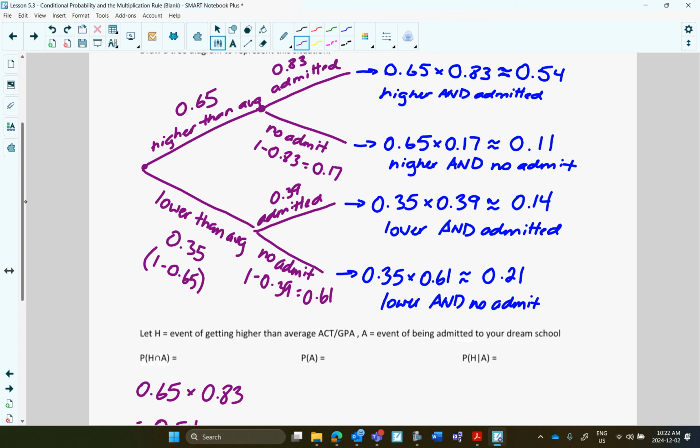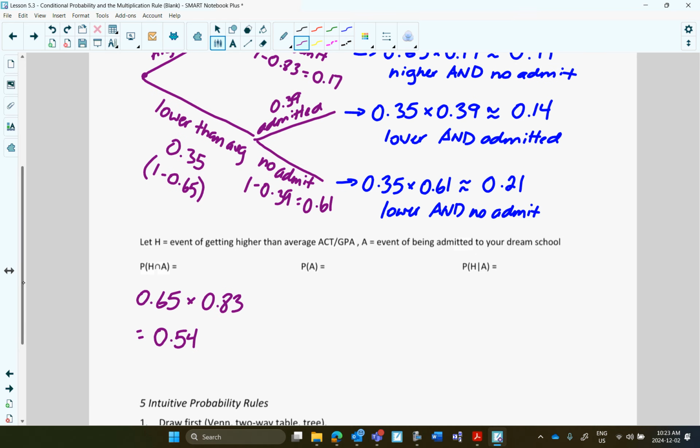You add them here. Because what's the probability that you're higher and admitted? 0.54. What's the probability? There's another situation where you're admitted. You have a lower, 0.14. So it would be this plus this. Because really it could be higher and admitted or lower and admitted.